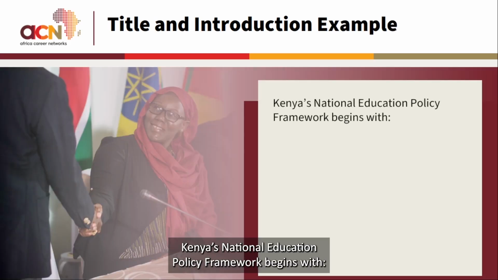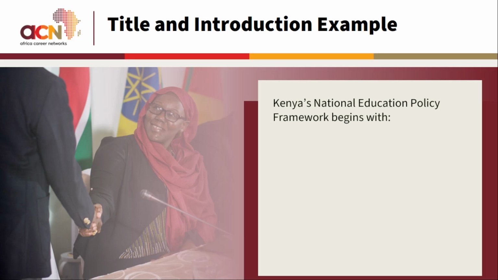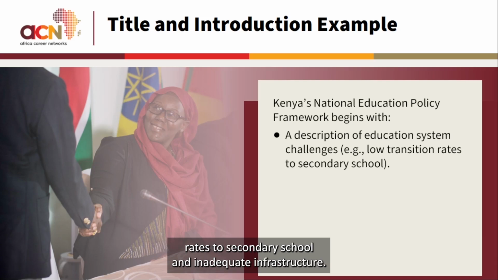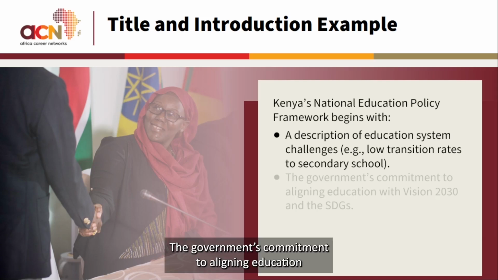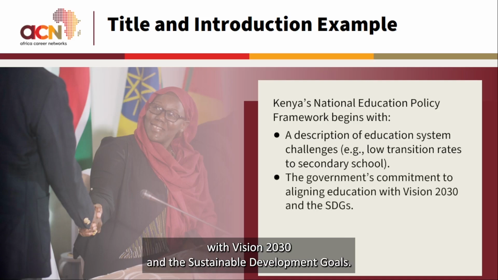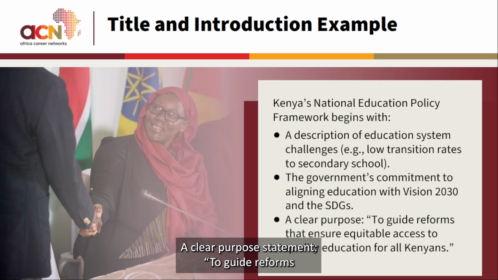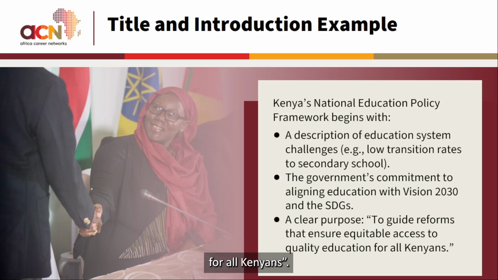Kenya's National Education Policy Framework begins with a description of education system challenges such as low transition rates to secondary school and inadequate infrastructure. The government's commitment to aligning education with Vision 2030 and the Sustainable Development Goals. A clear purpose statement to guide reforms that ensure equitable access to quality education for all Kenyans.